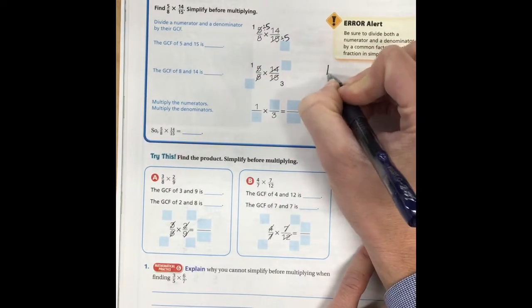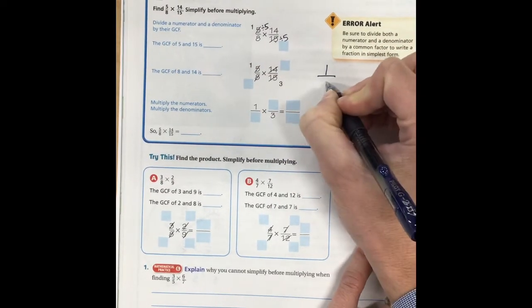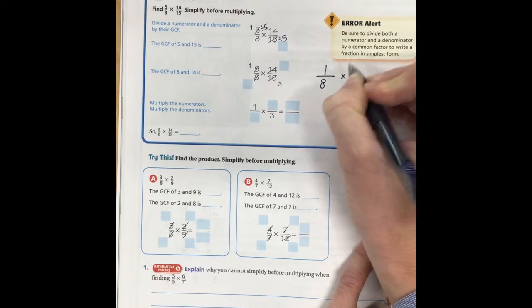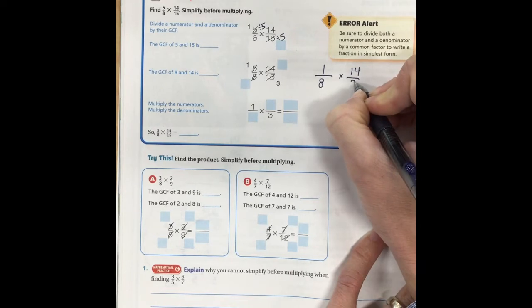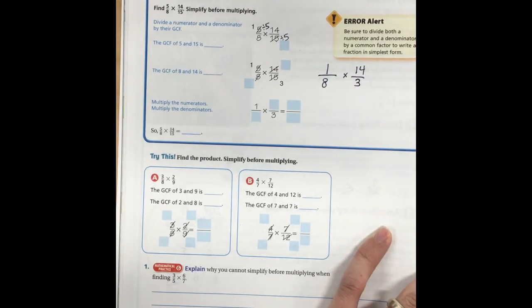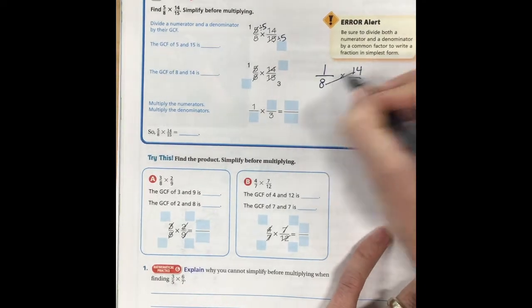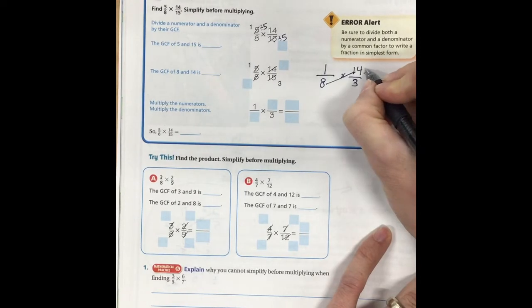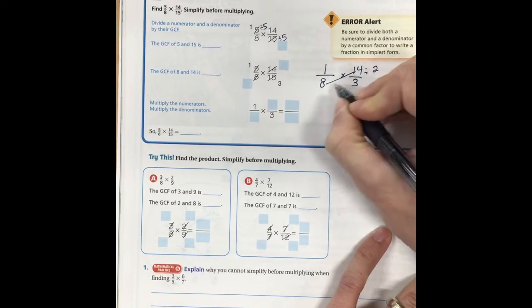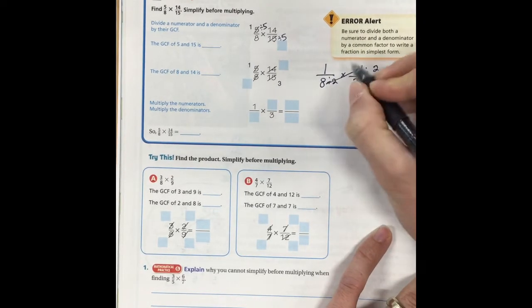I'm going to go to the side to make this a little bit more clear. So I have 1 and 8. And then I have 14/3, because 15 divided by 5 would give me 3. Okay, and then I look at my other one. So I'm looking at 14 and 8. What number goes in evenly to both 14 and 8? Well, they're both even. So 2 is going to go in evenly to both 14 and 8.